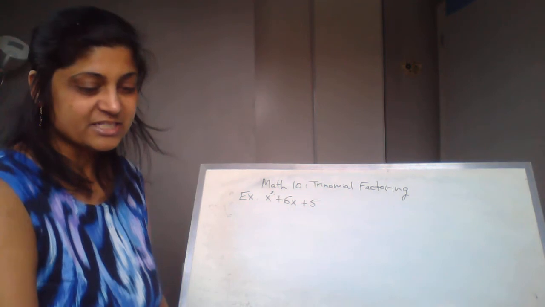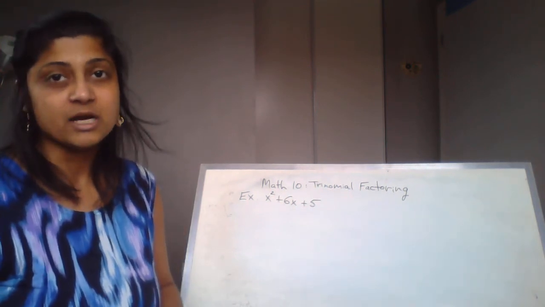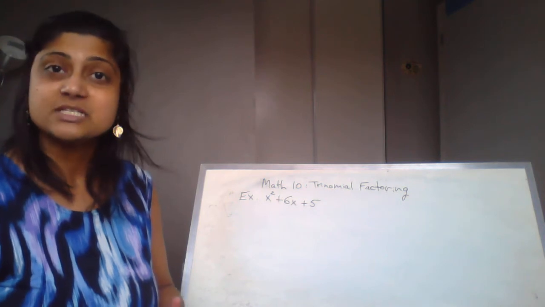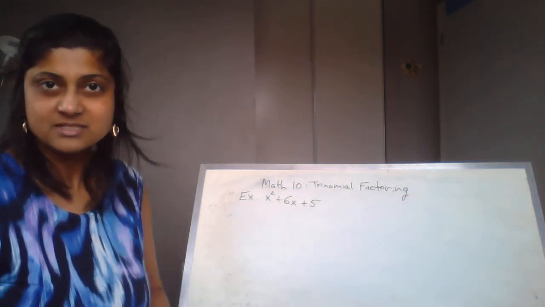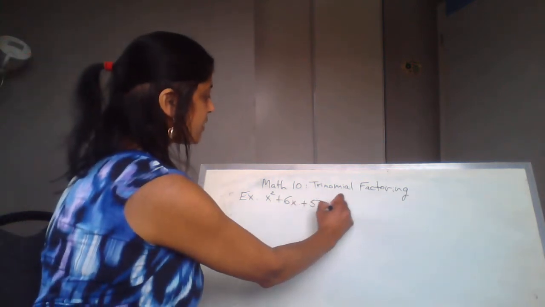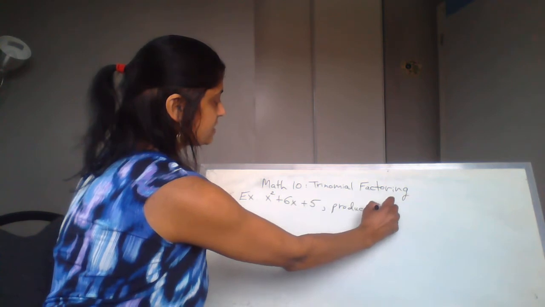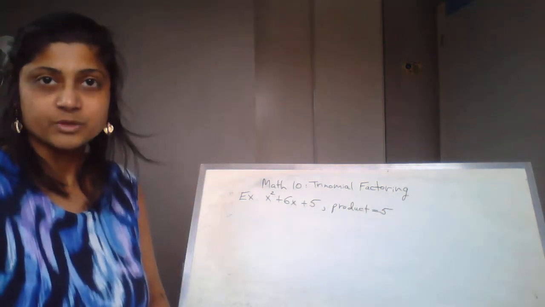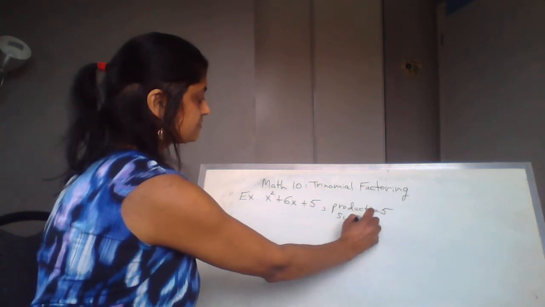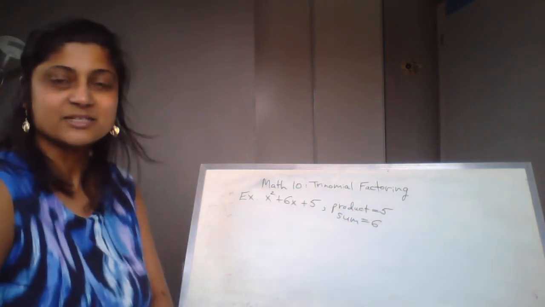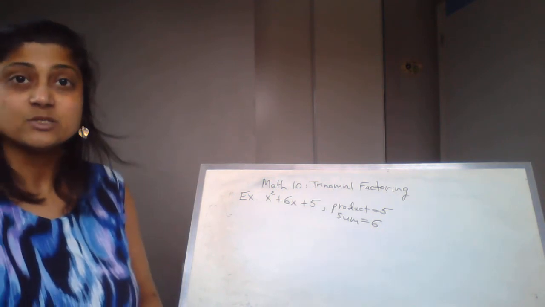All right, so I'm looking at this trinomial. Remember, the prefix tri means 3. That's why I have 3 terms here separated by the positive signs. The product is going to be equal to this last number, which is 5, and the sum is going to equal 6. And 6 is basically the number in between.